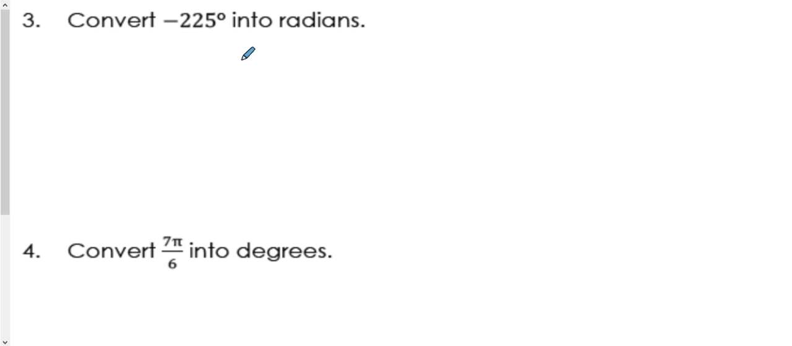All right, so here we go. We're going to convert these degrees into radians. So negative 225 degrees times pi over 180 degrees. Our degrees get knocked out. Again, you can kind of ignore the negative if you want, so we get 225 pi over 180. Now you just have to look at these two numbers and figure out what number goes into both of those.